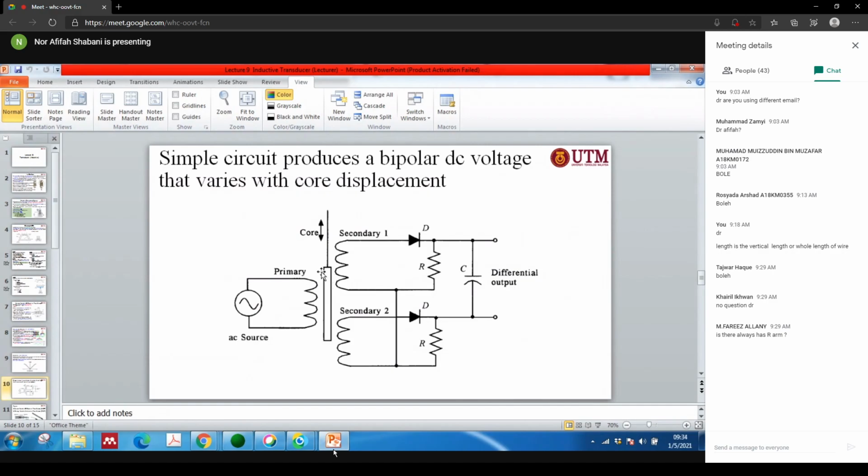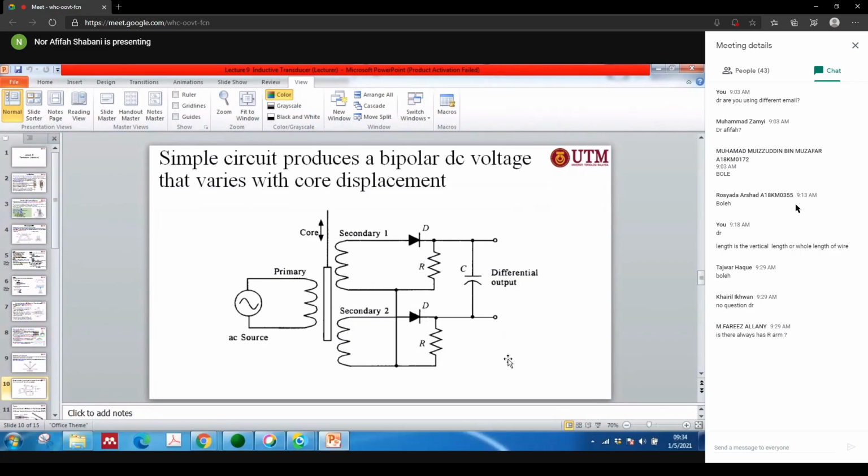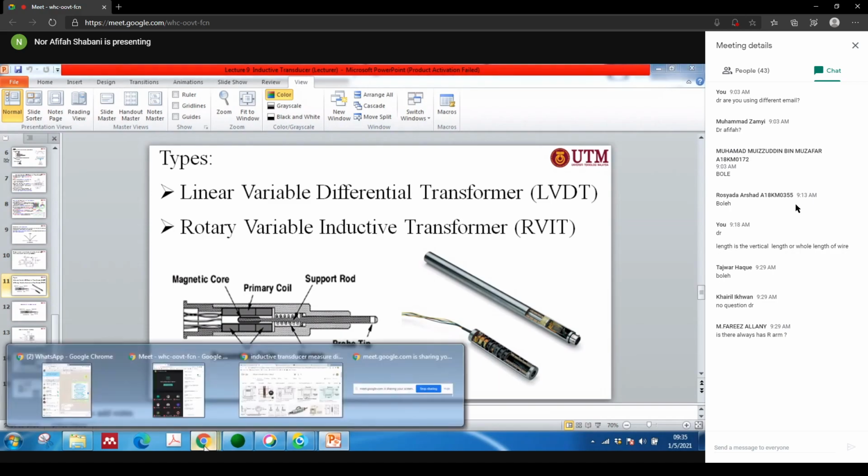So when you have your core and also primary and secondary, and this circuit, if you want to convert it into DC voltage, I think you still remember when you did lab one, for electrical lab. Oh, sorry, that one is for the previous experiment. So this one is we want to convert from AC voltage to DC voltage. That's why you use the rectifier. So there are two types of LVDT. One is linear and one is rotary. There are some parts that I have not covered yet.